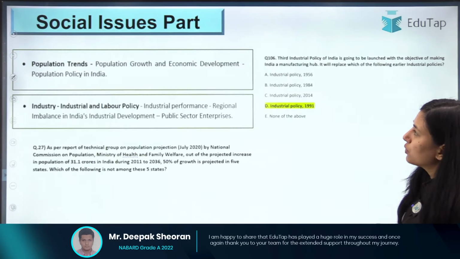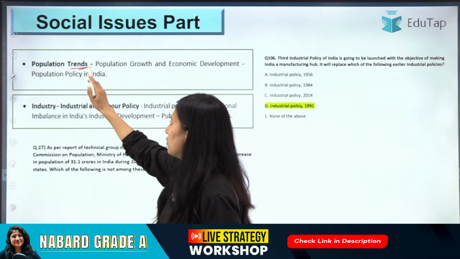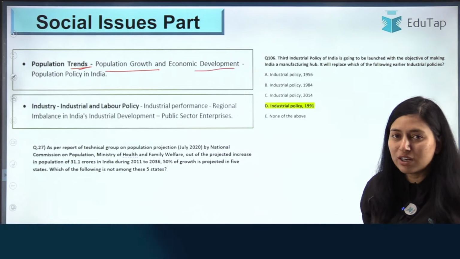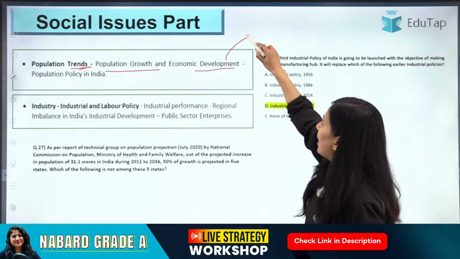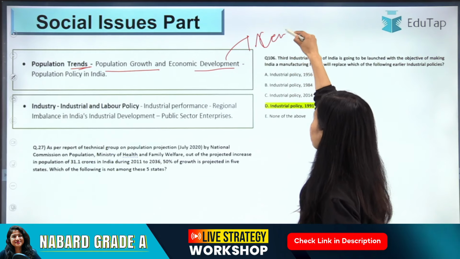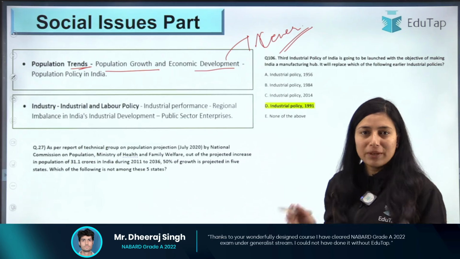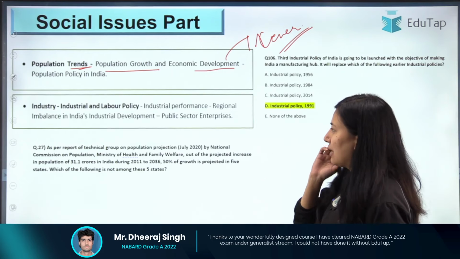Then moving on to another social issue part. So it is population trend. Very important. You should know what is population growth, economic development, population policy in India. So what is the trend of population? Okay, basically you have to know the census. Okay, census is important. Many questions come on the census, so you should know what the total population is, what the male-female ratio is, what the child sex ratio is. So that is again very important.